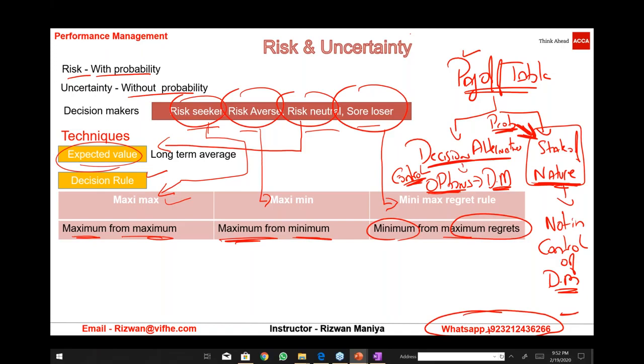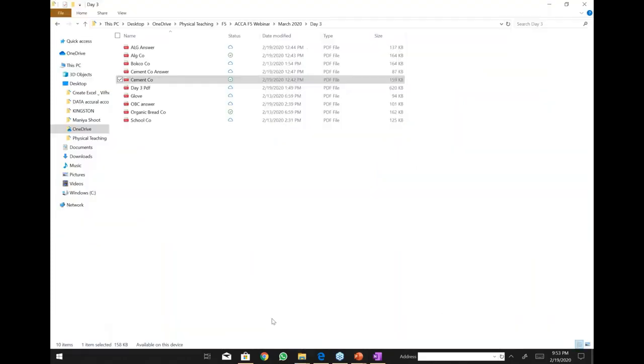And something that is in your control is the decision alternative. So let's start the search to find out what is DA and what is state of nature through a past paper question, and let's learn how to make a payoff table. Are you all ready? Okay, so let's start with a question. Cement company.